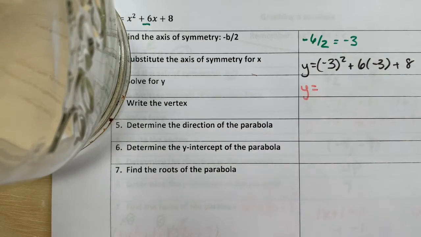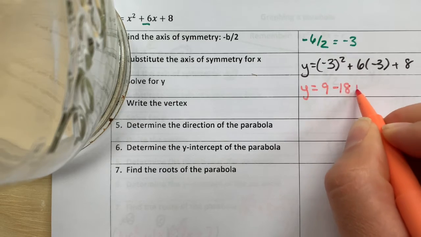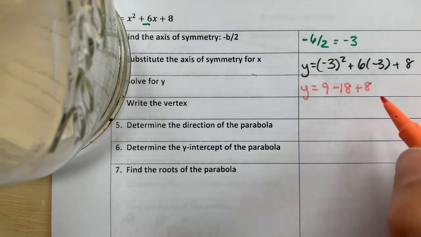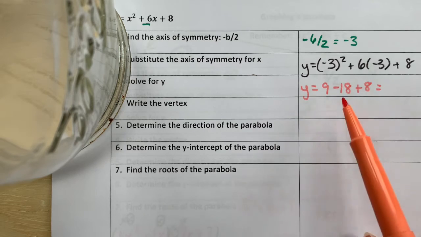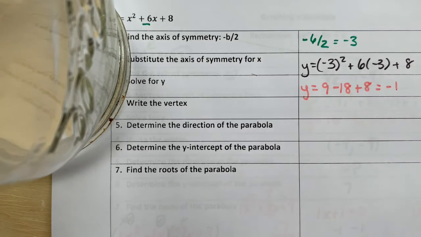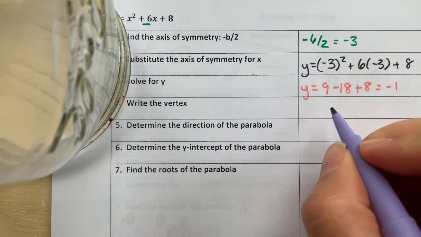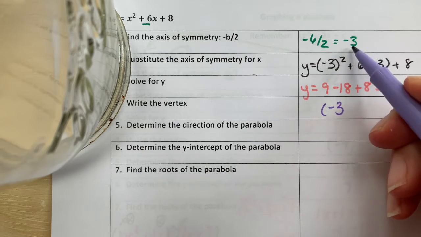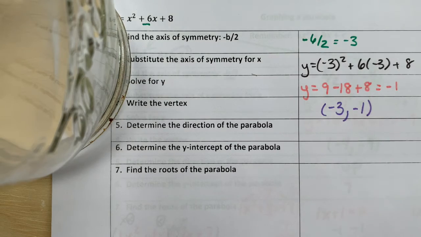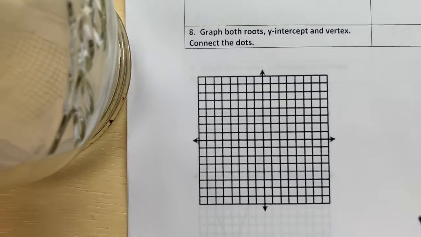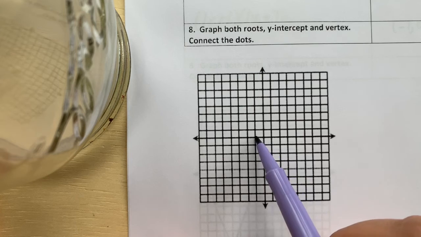Negative 3 times negative 3 is a positive 9. 6 times a negative 3 is a negative 18 plus 8. So negative 9 minus 18 is a negative 9 plus 8 is a negative 1. We're going to write my vertex as negative 3, comma, negative 1. And then we're going to plot that point. So negative 3, 1, 2, 3.